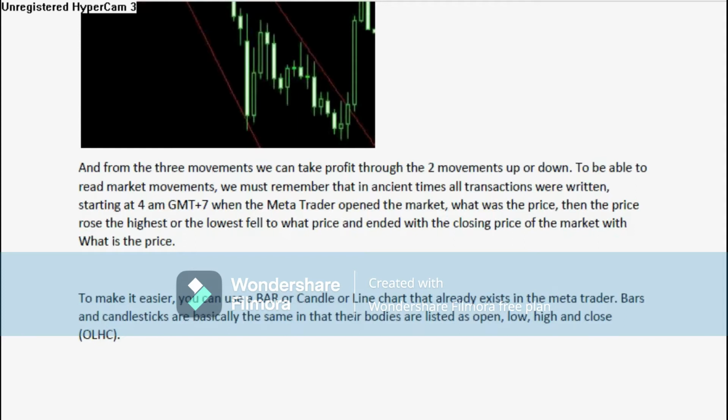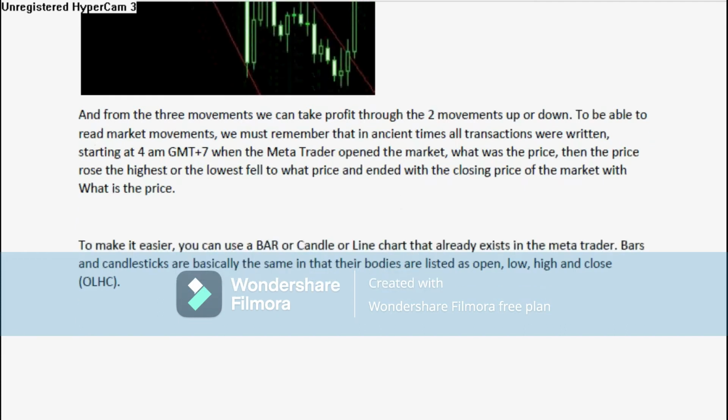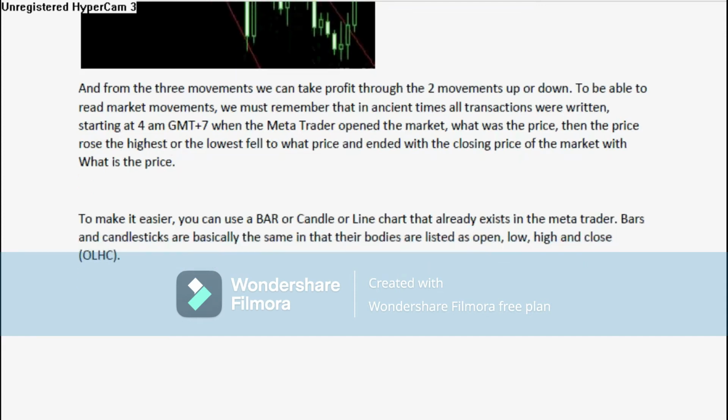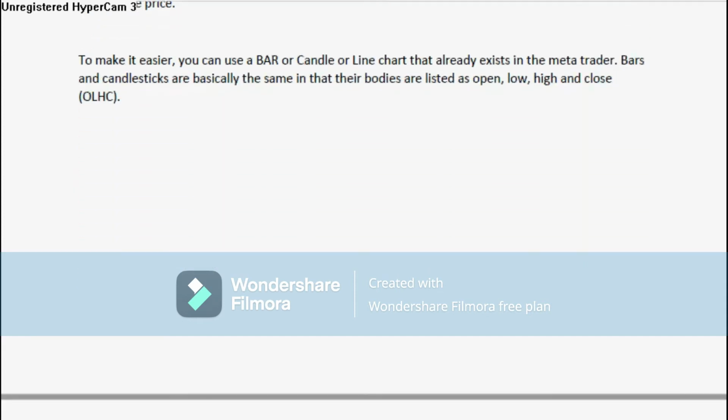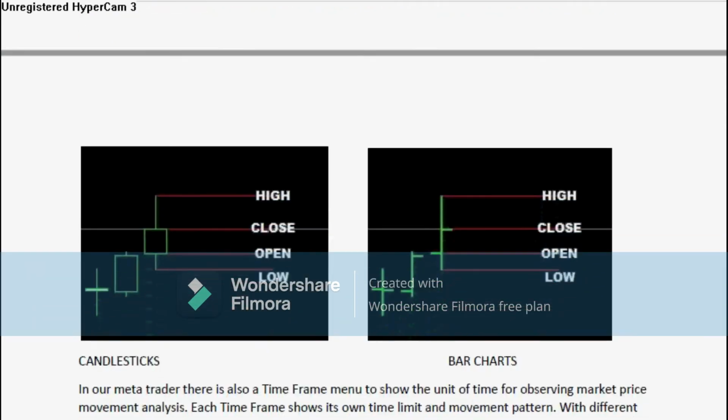and from the three movements we can take profit through the two movements up or down. To be able to read market movements, we must remember that in ancient times all transactions were written, starting at 4 a.m. GMT +7 when the MetaTrader opened the market. What was the price? Then the price rose, the highest or the lowest fell to what price, and ended with the closing price of the market with what is the price. To make it easier, you can use a bar or candle or line chart that already exists in the MetaTrader. Bars and candlesticks are basically the same in that their bodies are listed as open, low, high and close, OLHC.